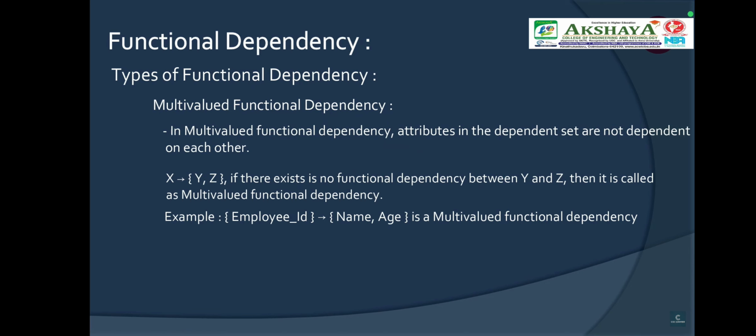Multi-valued functional dependency. In multi-valued functional dependency, the attributes are not dependent on each other. X → Y, Z. If there exists no functional dependency between Y and Z, then it is called a multi-valued functional dependency. Employee ID → name, age is a multi-valued functional dependency.